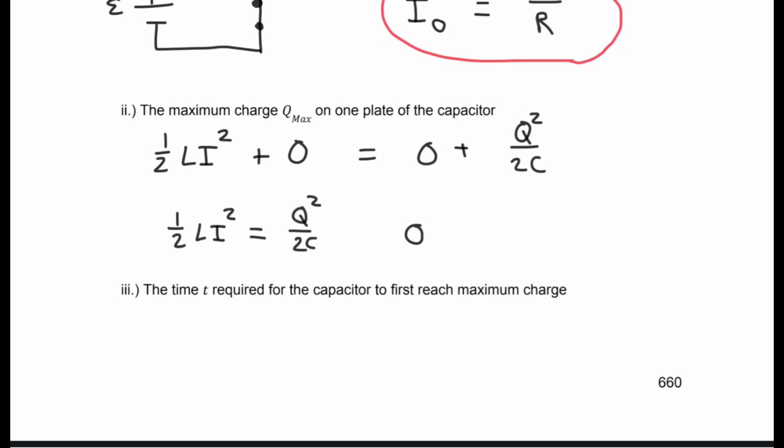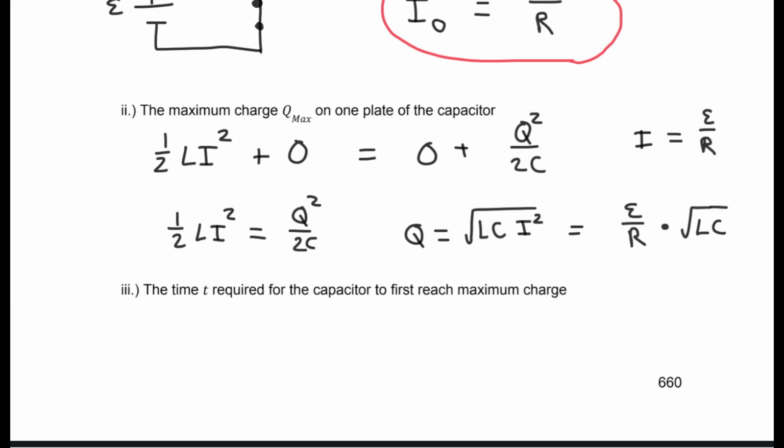So we would get Q is equal to the square root of LC times I squared. And we found what this maximum current was. We said that the maximum current I was equal to the battery EMF divided by R at this steady state. So we'd get the EMF divided by R times the square root of LC, because we'd be squaring I and it's in the square root, so we can just pull the current out.